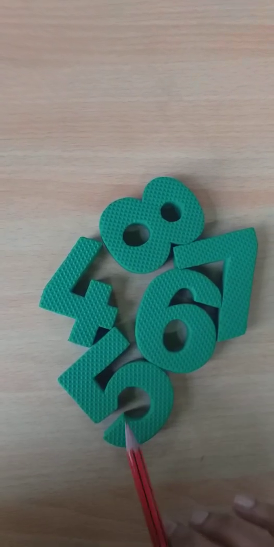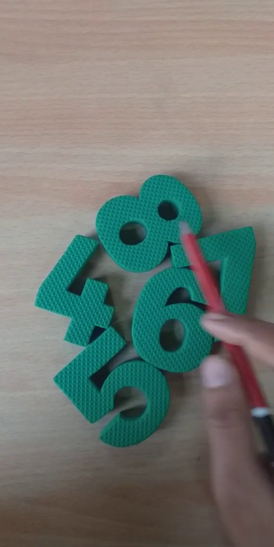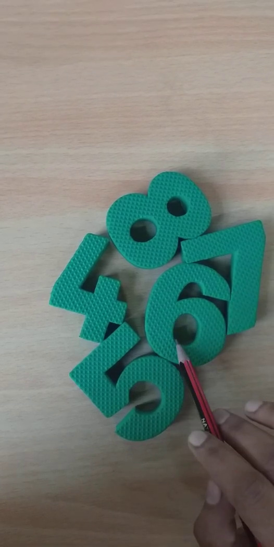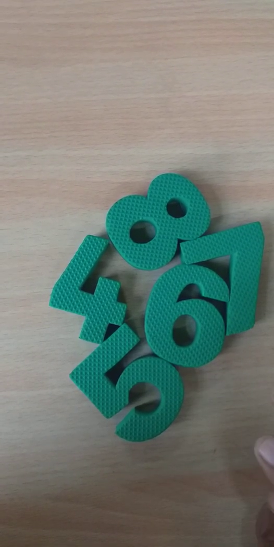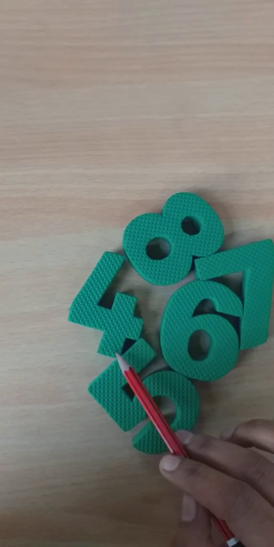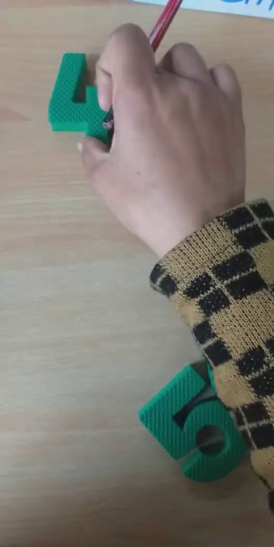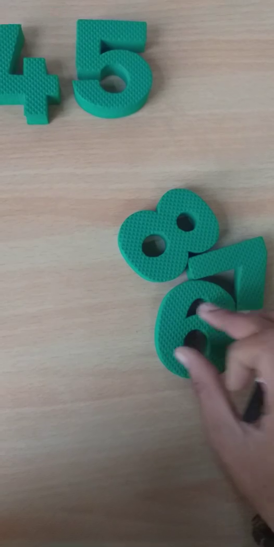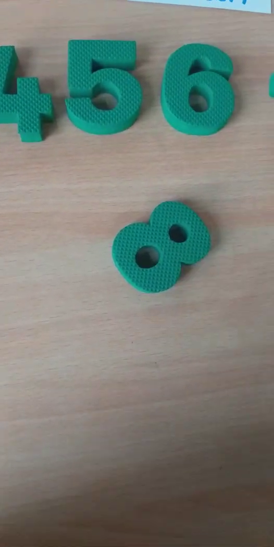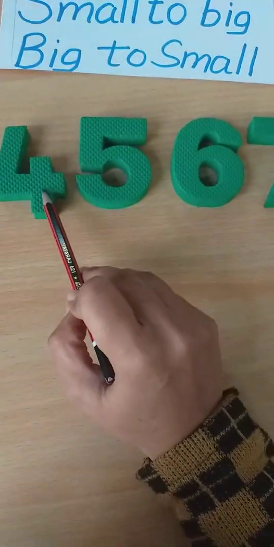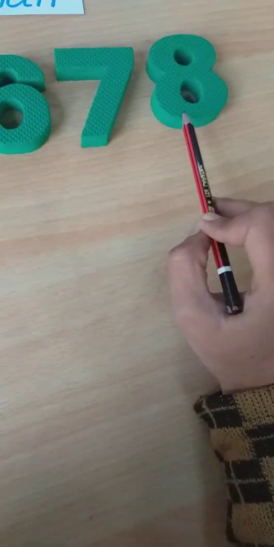Okay, so children, now I will show one more example. So here we have 1 2 3 4 5 numbers. Okay, so we have to arrange these numbers in small to big. So which is the smallest number? स्मॉल नंबर कौन सा है? Okay, so small number is 4. Okay, 4. Then what comes after 4? 5. Then 6. Then 7 and 8. Okay, so this is the concept of small to big. मतलब छोटा. Small मतलब छोटे नंबर से बड़े नंबर तक.